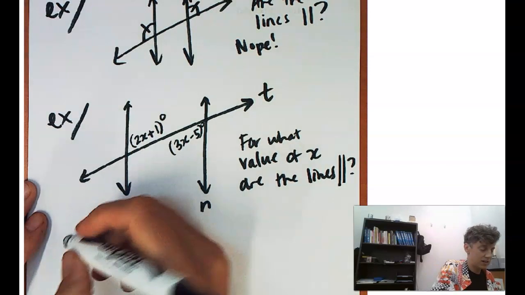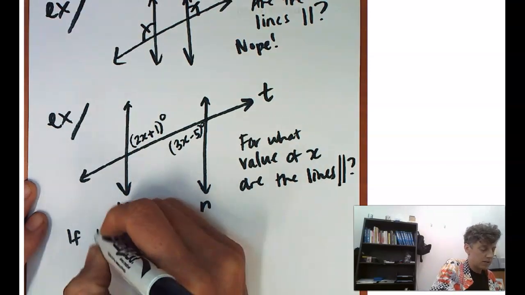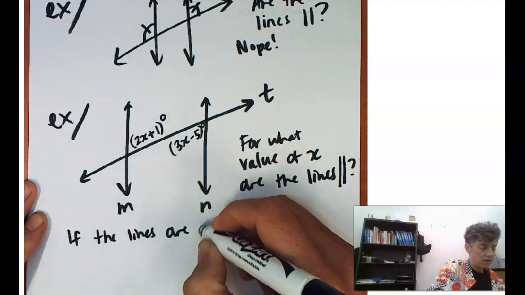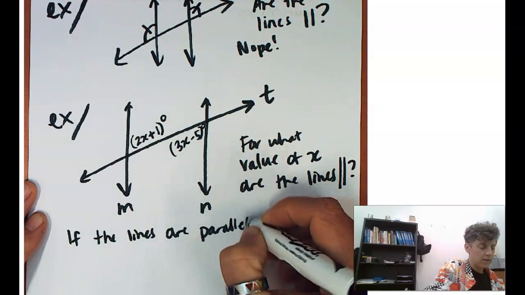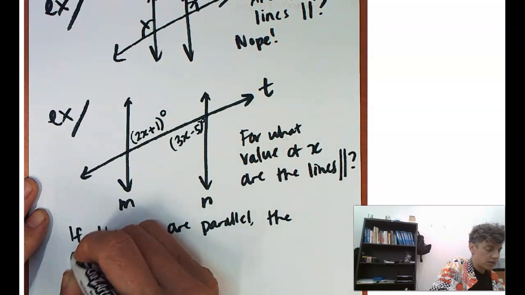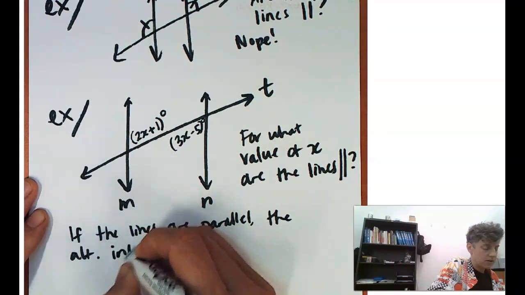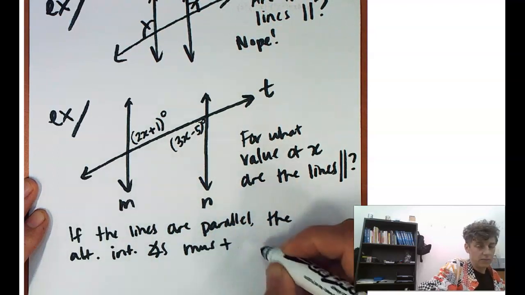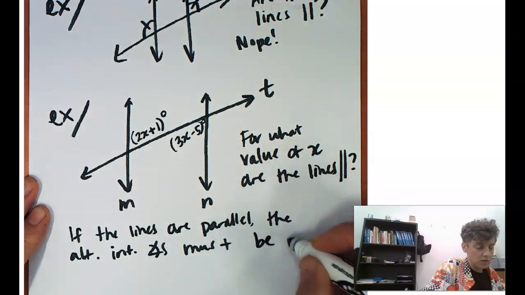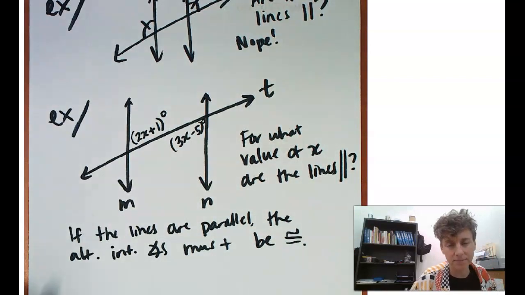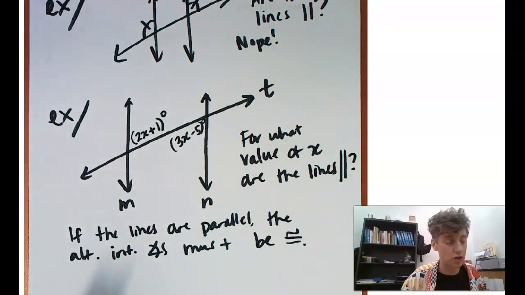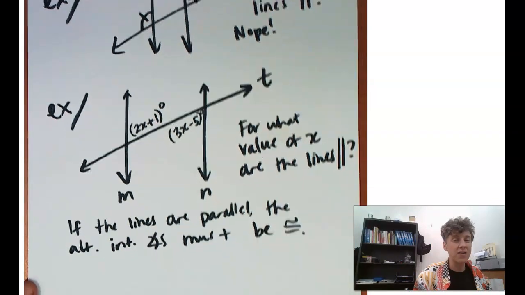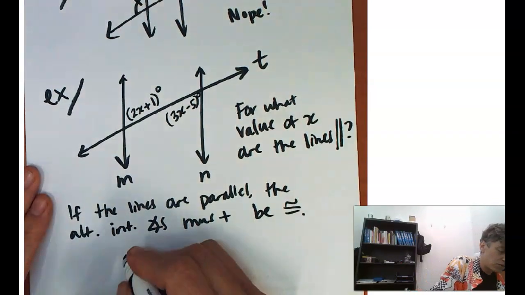Let's just say that. If the lines are parallel, the alternate interior angles must be congruent. What does congruent mean? Have the same measure. These angles must be equal to each other. So let's set them equal to each other.